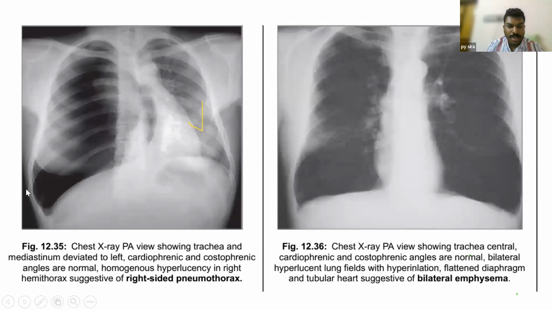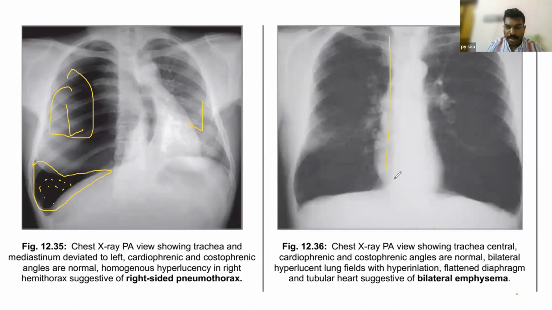Okay, then next is this one. What do you get to see here? You see here lung, which has bronchovesicular markings, but here it is going to be having only air. And this is going to be a case of pneumothorax. Okay, this is going to be a case of pneumothorax.